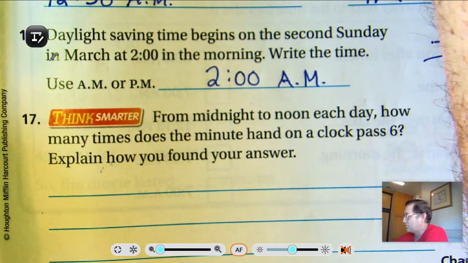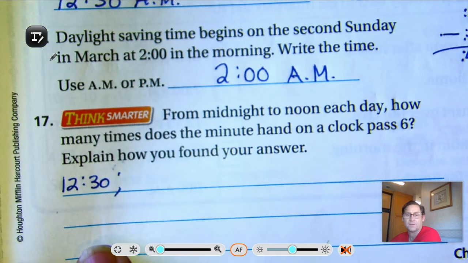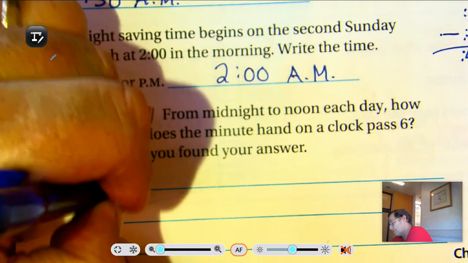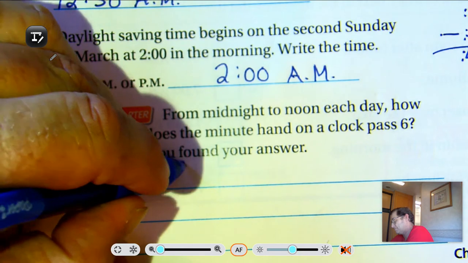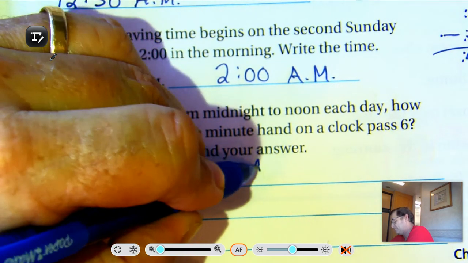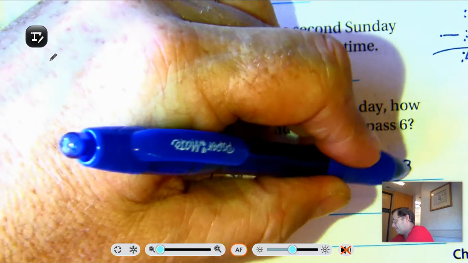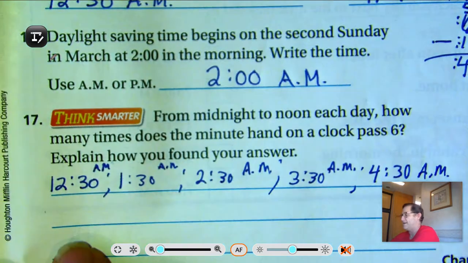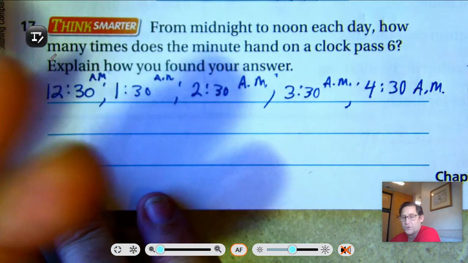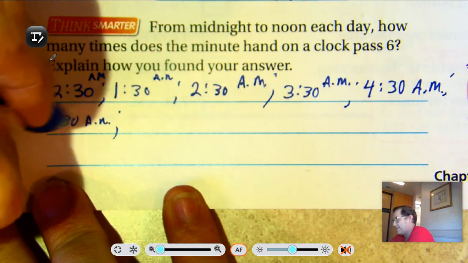For instance, it would pass it at 12:30. Okay, 12:30 a.m., 1:30 a.m., 2:30 a.m., 3:30 a.m., 4:30 a.m. Because the minute hand, if it's passing the 6, is 30 minutes past the hour. 4:30 a.m., 5:30 a.m., and we're going to stop at 11:30 a.m.